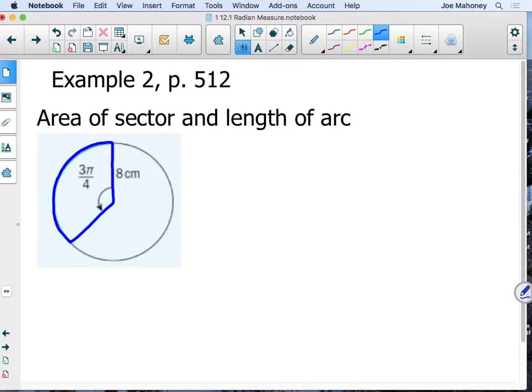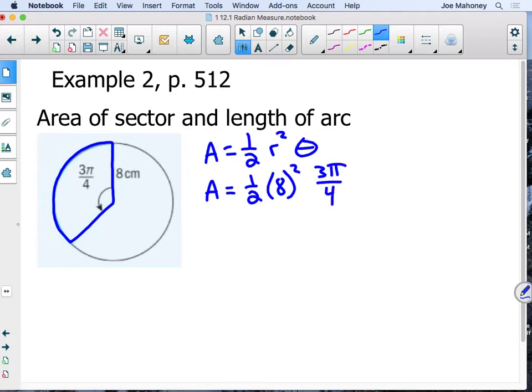Okay, let's find the area of the sector. We know that the area of the sector was 1/2 r squared theta. And hey, here's a good thing in your ID course: write down a formula, write down your substitutions. Our radius is 8. Our radian measure is 3 pi over 4. And let's multiply all this out. I see a lot of things that are going to simplify here, so I'm going to leave it in terms of pi. So 8 squared is 64. So I get 1/2 times 64 times 3 divided by 4, all times pi.